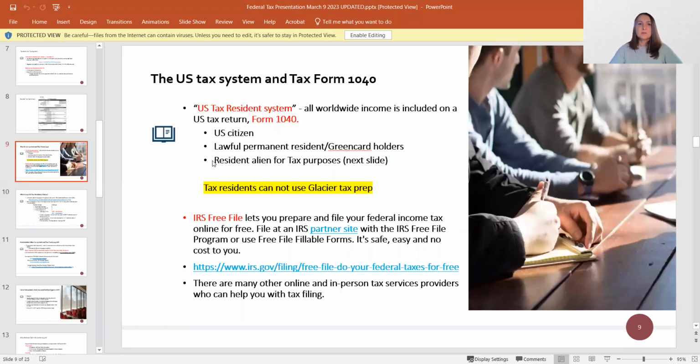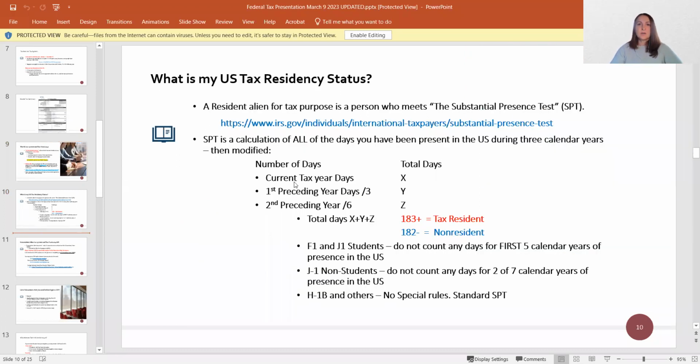So now look at this: resident alien for tax purposes. You're not a green card holder, you're not a US citizen. How do you end up in this pile of US tax residents? The magic formula designed by the IRS is called the substantial presence test.